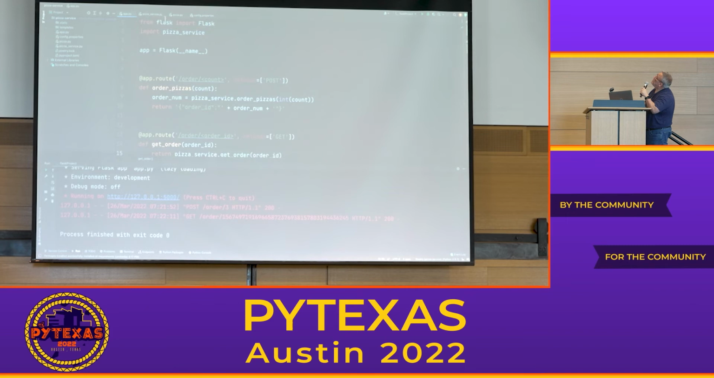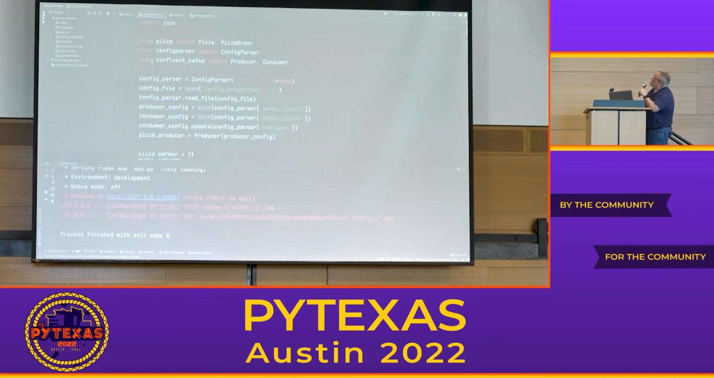which I believe is up here. Nope, wrong one. All right. So in our pizza service here, and I'm really sorry, I was expecting to be able to see my screen better than this. To use Kafka in a Python application is really simple. We're going to import a producer and consumer from the Confluent Kafka package.